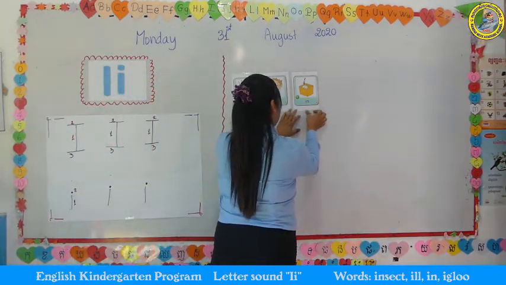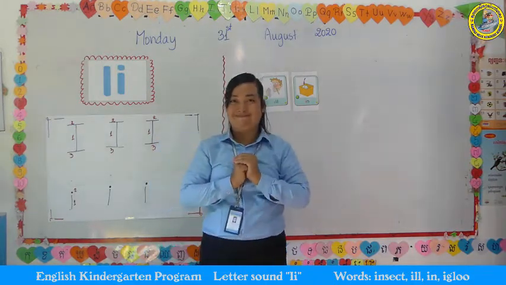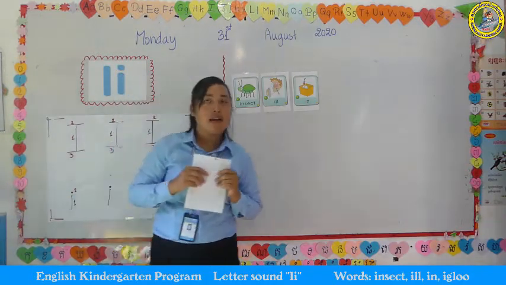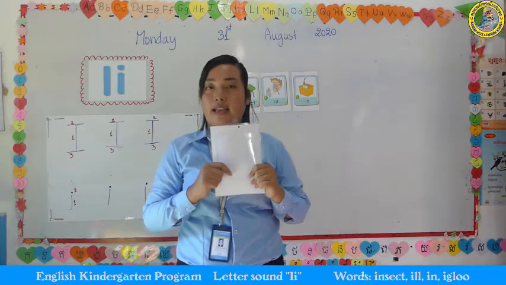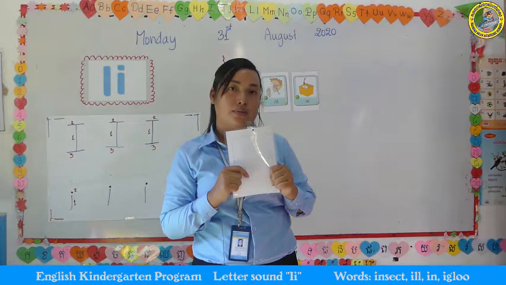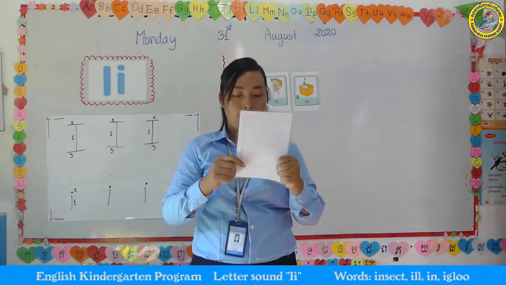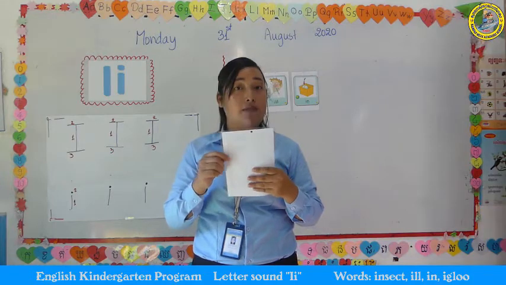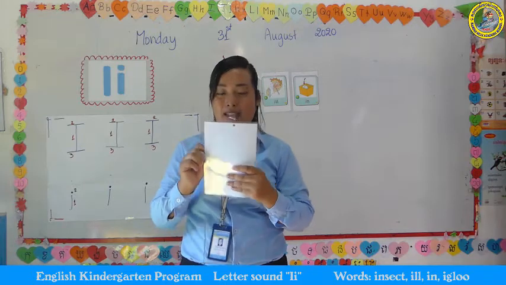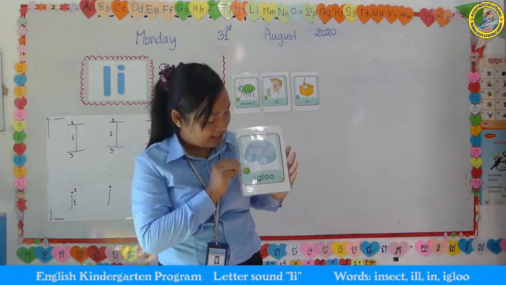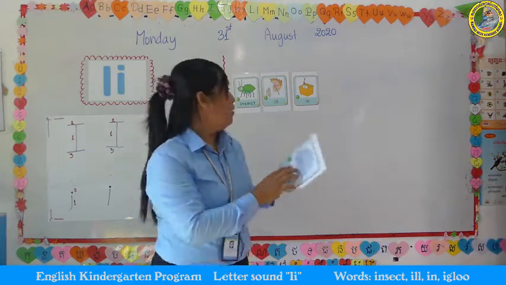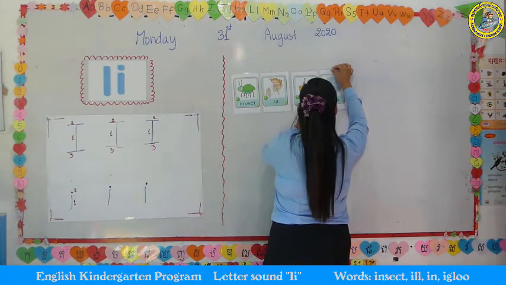This is class card number 3. And the last one, you already know. It is like a house that we live in. It starts with the letter I. Can you tell me? Never mind, now please look at this. Igloo. Okay, this is the class card.